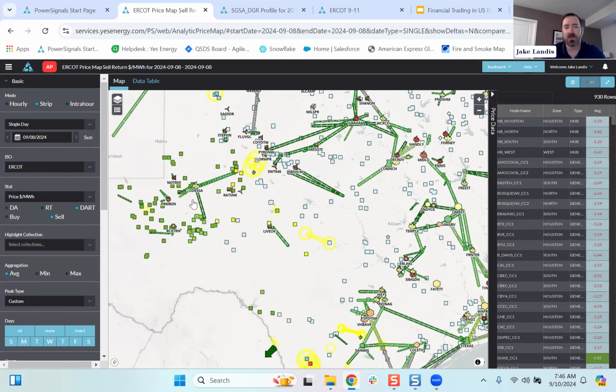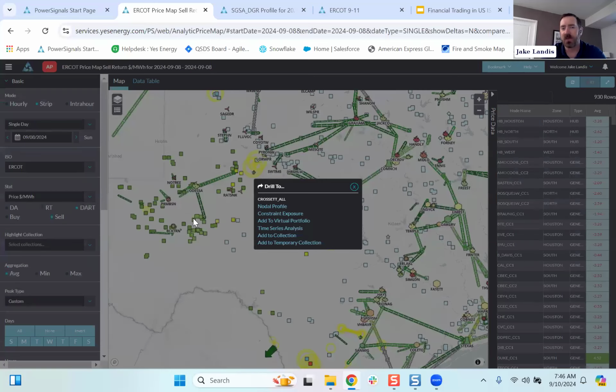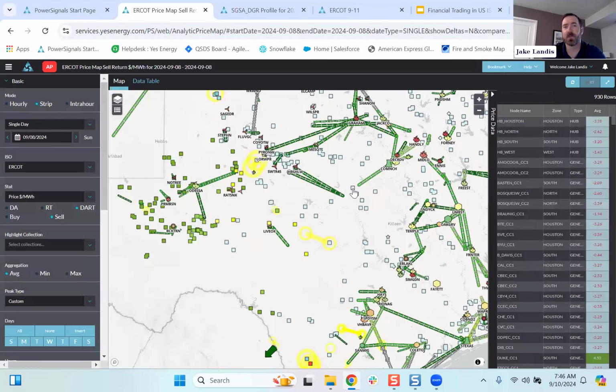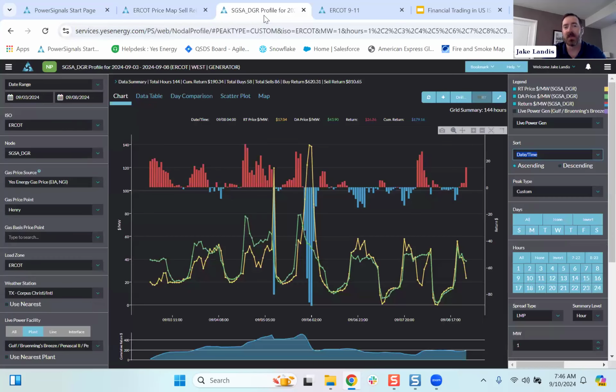One of the other things I can do is decide I want to look at a trading strategy around this particular node. I can quickly jump into another tool, which you already saw earlier, called the nodal profile tool. Here I can get a time series view of the prices, both day ahead and real time. Again, those are the green and yellow lines we see there, with the dart spread, or the return, in the background. Again, this is a node in ERCOT.